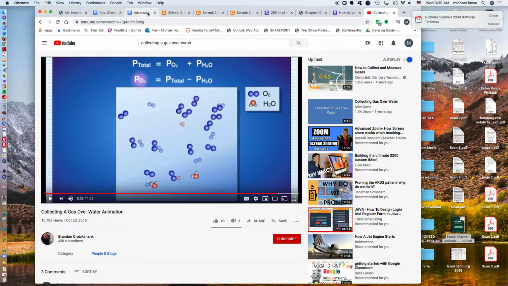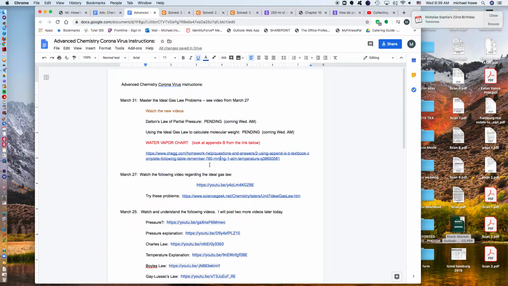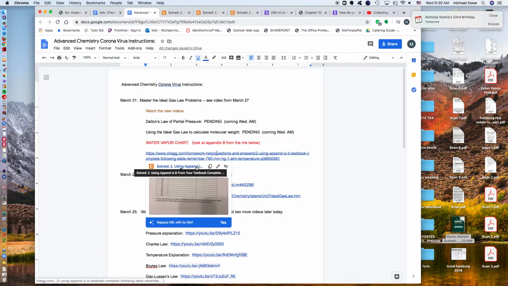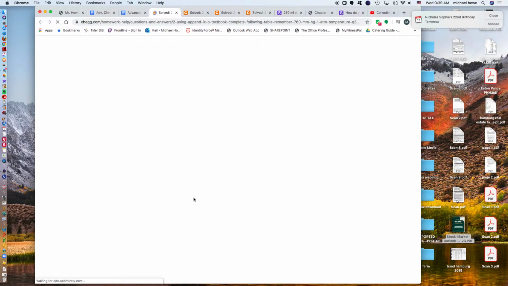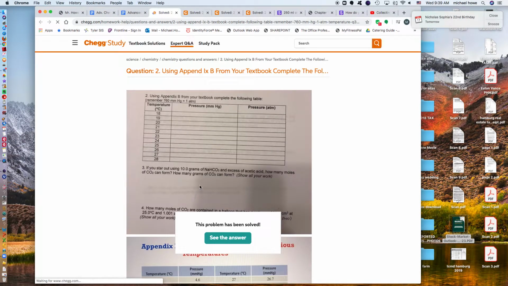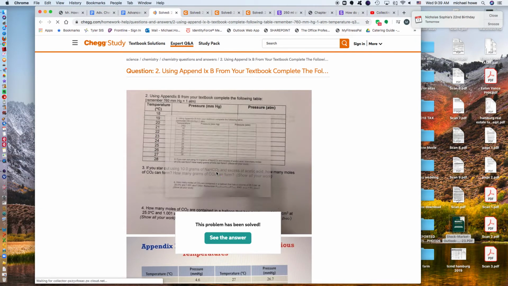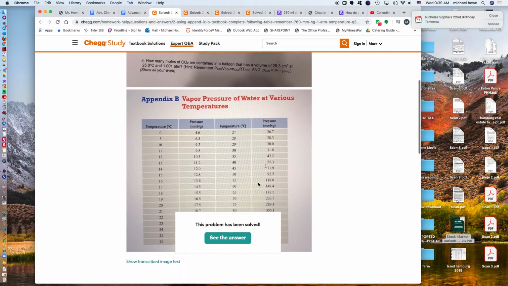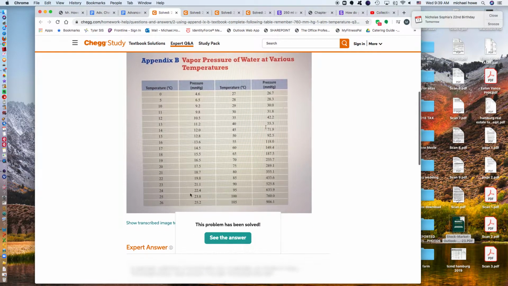All right, now I put a link on the website right here to a water vapor pressure table. It's kind of weird because it pops up like that, so you have to scroll down, but there's your table. So for example, right now the room you're sitting in probably has a temperature of about 22 degrees Celsius, and the pressure of water vapor would be about 19.8.